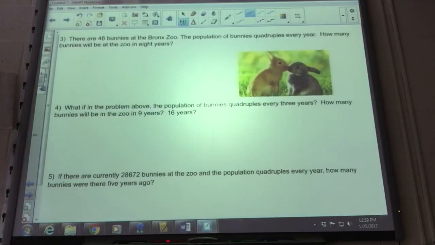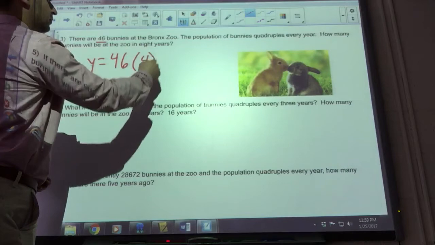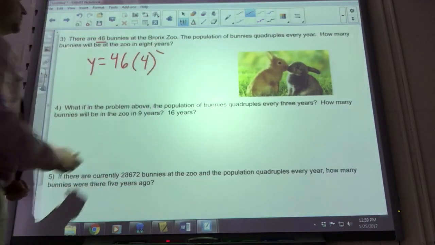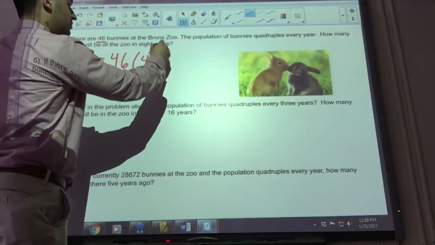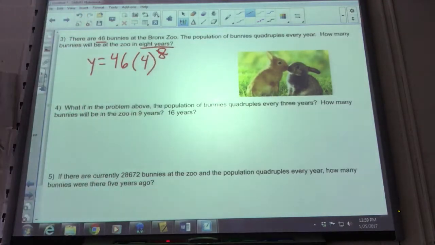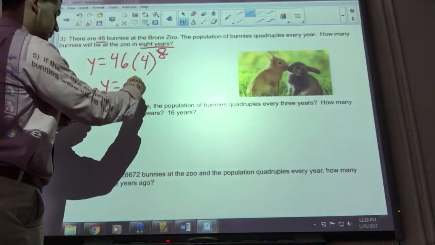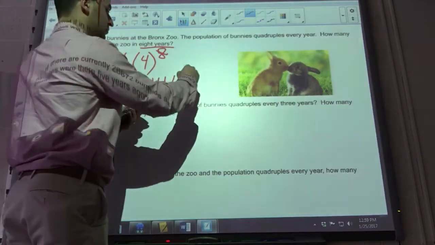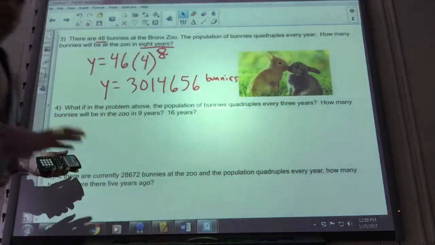Let's take a look at a couple problems. In the first one, there are currently 46 bunnies, and they quadruple. That's not a rate problem specifically, but it does lead to a different type of formula that you're going to see during this. This is after 8 years according to the problem, so we're plugging 8 up there. This is just a standard problem that you've been dealing with the whole time. And there's a lot of bunnies. Okay, so that's pretty easy.